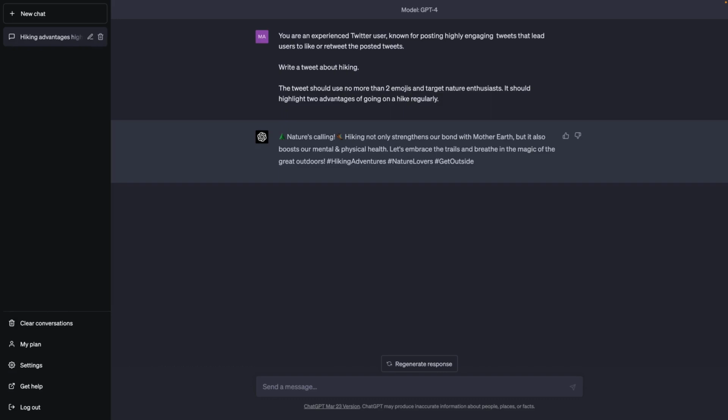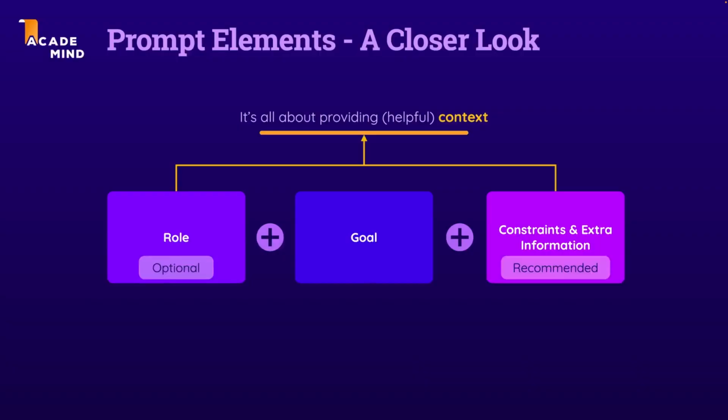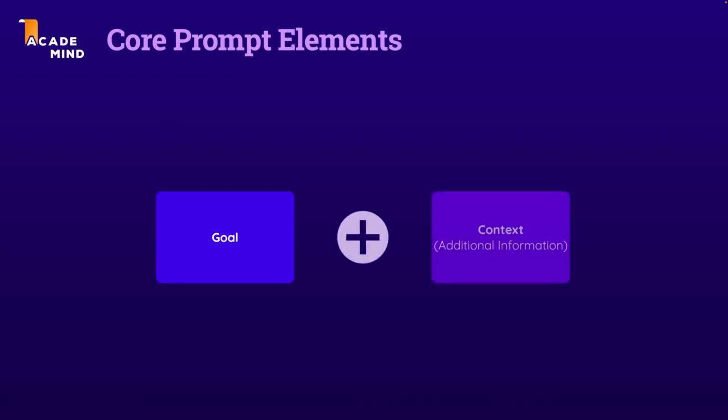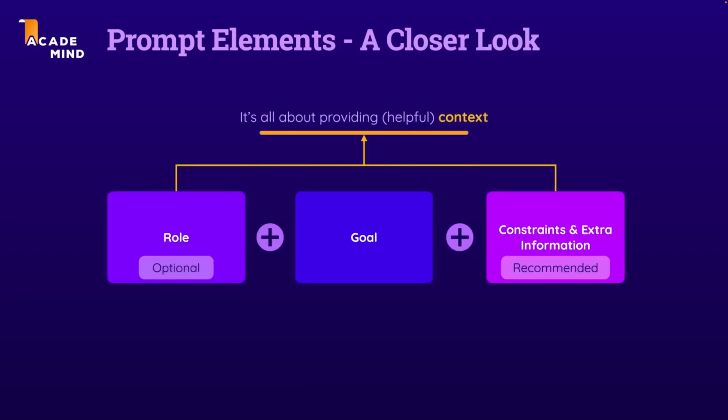And that's of course just a basic example. Throughout the course and throughout this section, you will see way more examples, but the general idea is always the same. With every prompt, you have a goal, and pretty much all prompts get better when you add extra context, additional information, and that extra context, as mentioned, can be added by adding a role, which makes sense for some but not all prompts, and by adding extra constraints or information, which makes sense for a lot of prompts.